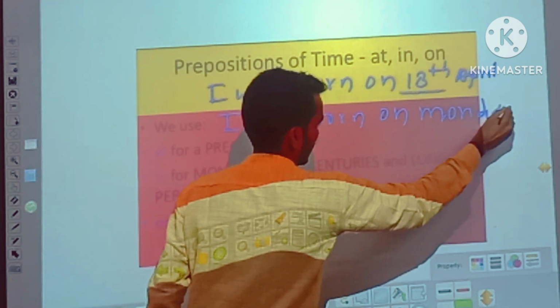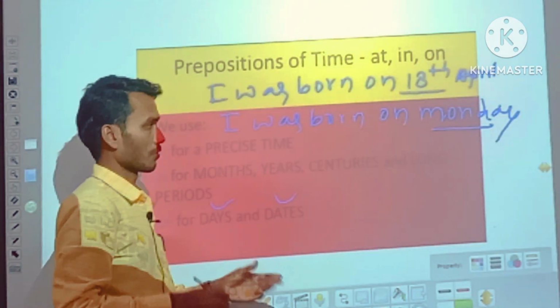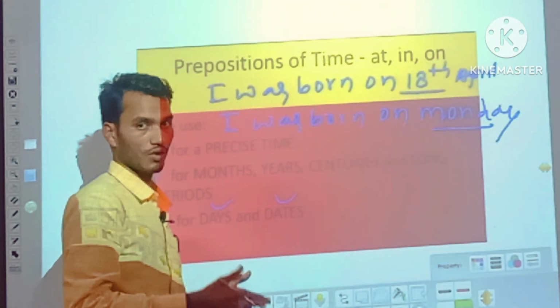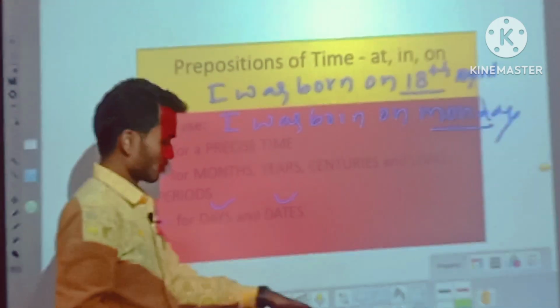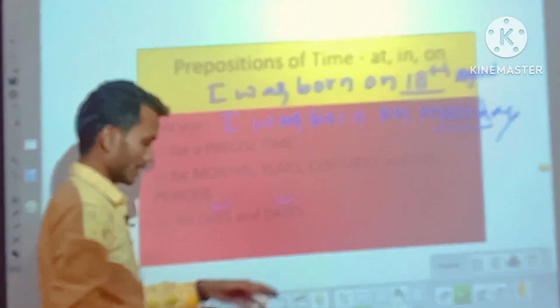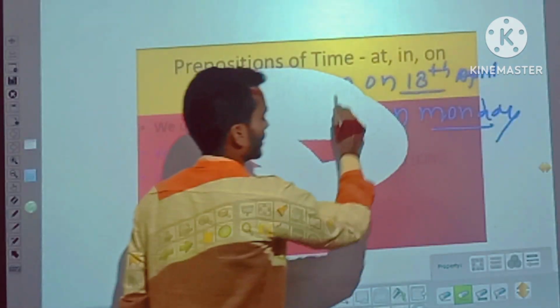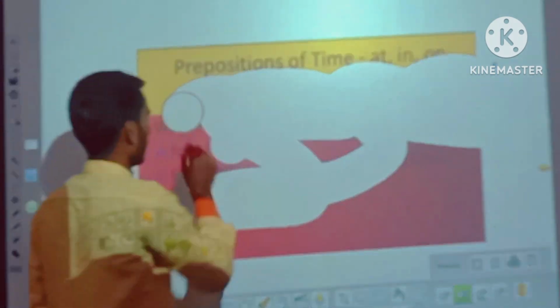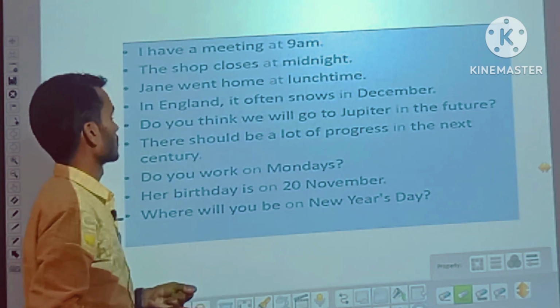Monday. Here, when we are going to tell the specific day, on Monday, on Tuesday, on Wednesday, on Thursday, on Friday, on Sunday, right? So when we are going to tell the specific days or dates, we should use on. Now we will look at prepositions in detail.